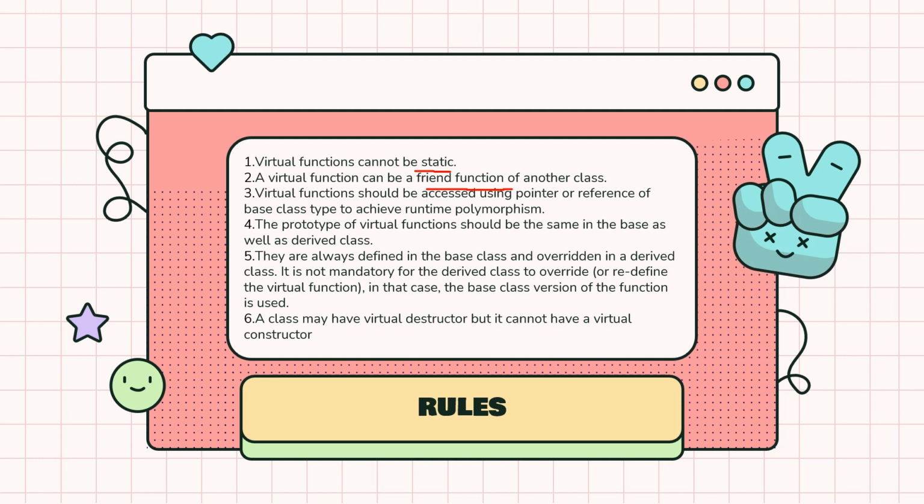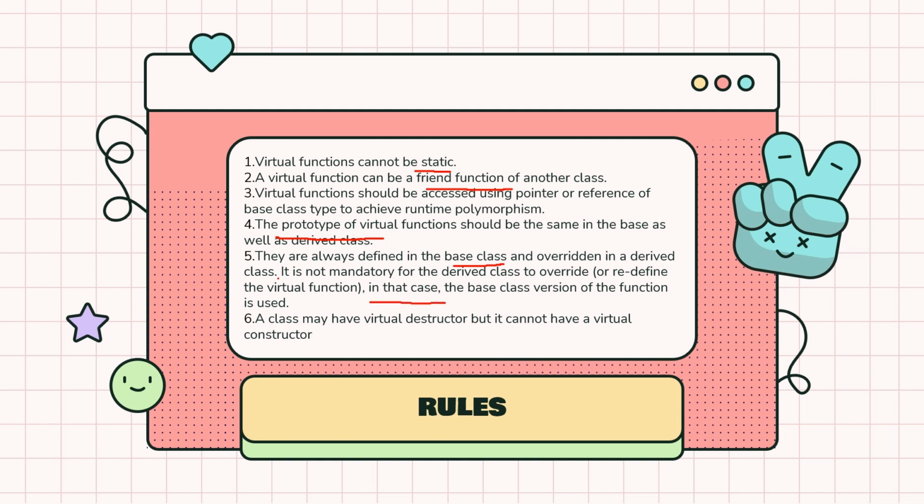The prototype of the virtual function should be the same in the base class as well as the derived class. This is the most important rule: we have the same prototype, and the function is always defined in the base class and overridden in the derived class. So the virtual function is defined in the base class and we have the same function name in our derived class. To differentiate them, we use the virtual keyword, and with the help of a pointer we call both functions according to our needs.